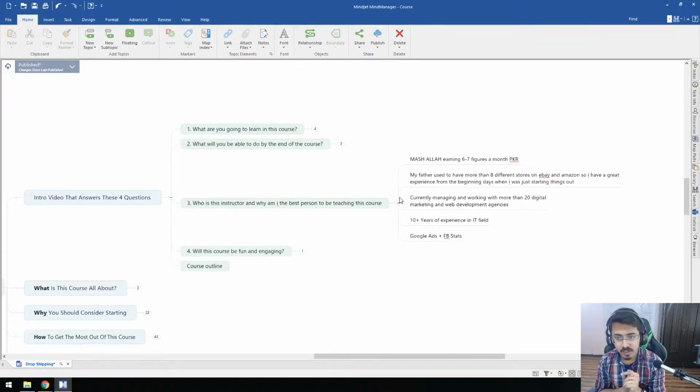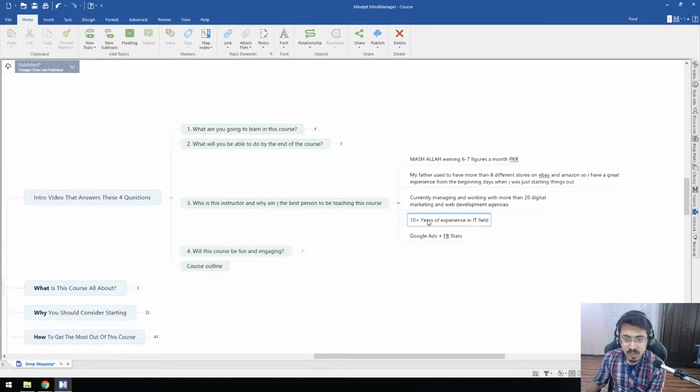And the third thing, currently I'm managing 20 plus different software house agencies and digital marketing agencies as their outsource agency. So I have a team of my own of 20 plus members. I have great knowledge in this area. And the fourth thing, I have 10 plus years of experience in this whole IT field. So I'm going to be providing you a lot of deep value.